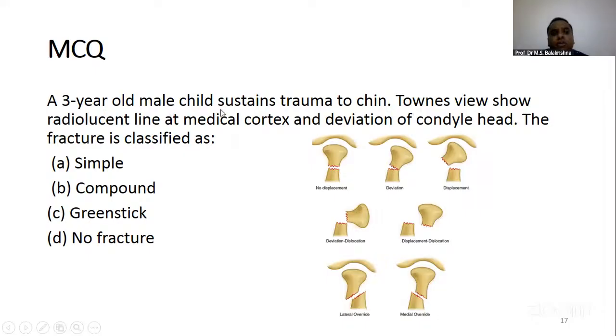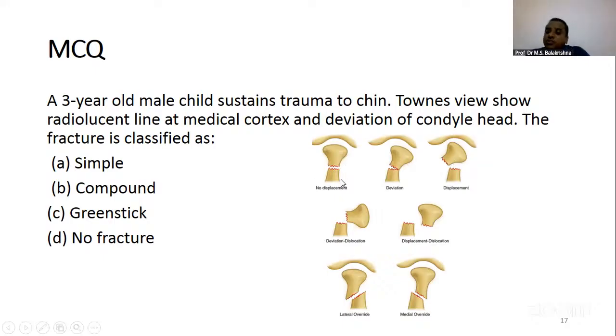A 3-year-old male child sustains trauma to the chin. So in the chin, one trauma came. Towne's view shows a radiolucent line at the medial cortex and deviation of the condylar head. This is a very important statement. Deviation of condylar head. The fracture is classified as simple, compound, greenstick, or no fracture. So here there is a deviation. So this is the classification.